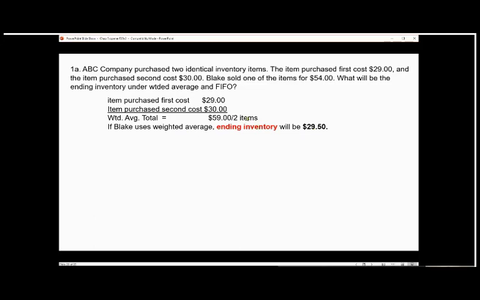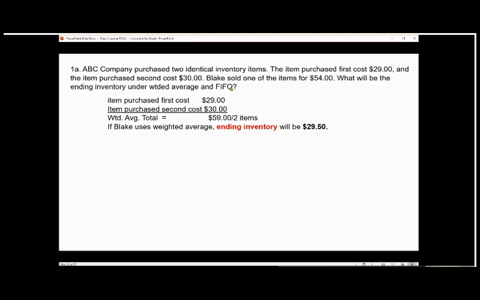Now, let's take a look at what FIFO would be. Okay, FIFO, let me go back and repeat that. So if you bought these two items, one for $29 and one for $30, if you wanted to find the weighted average cost of the one that's going to be in your ending inventory, that's what we're looking for, then you would take the first one plus the second one, add them together, divide by 2, and not only would the weighted average cost of the ending inventory be $29.50, but the item that you sold, the cost of goods sold, would also be $29.50.